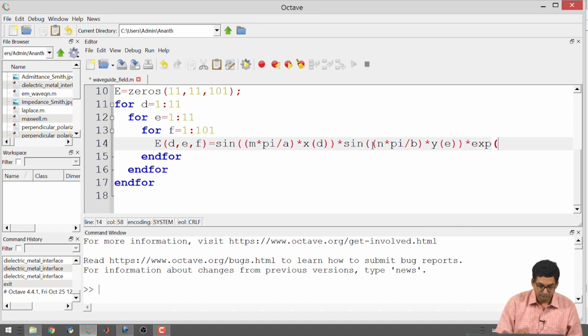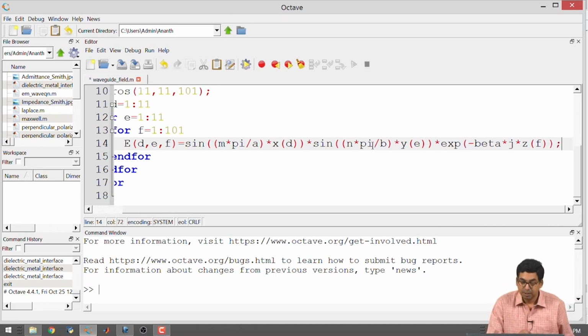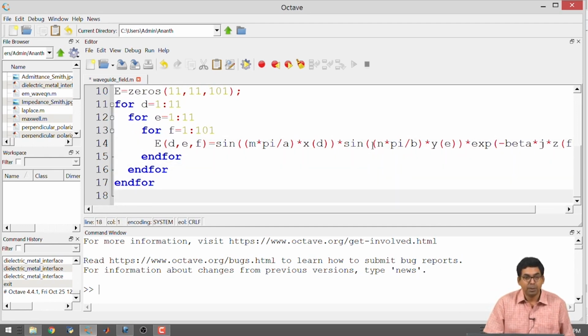So, that is an exponential. The way to write minus j beta z, I will just do it as minus beta into j into z of f. Right. I just changed the order, instead of minus j beta z, I put minus beta into j, because that is easier to do in Octave, otherwise it will throw some error that j is not found and all that. So, j by default it will define as square root of minus 1 over here if I do not specify anything. Right. Okay. So, there is nothing more, I can calculate the field using the formula.